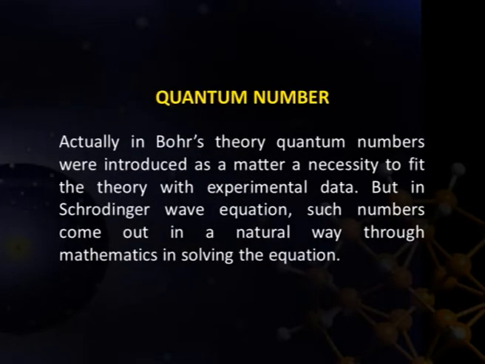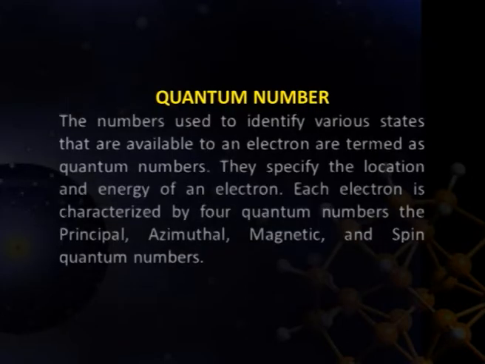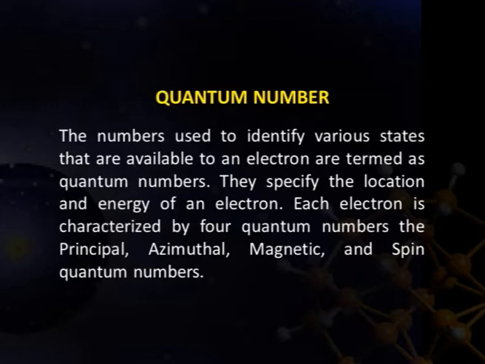Actually, in Bohr's theory, quantum numbers were introduced as a necessity to fit the theory with experimental data. But in the Schrödinger wave equation, such numbers come out in a natural way through mathematics in solving the equation. The numbers used to identify various states that are available to an electron are termed quantum numbers. They specify the location and energy of an electron. Each electron is characterized by four quantum numbers: the principal, azimuthal, magnetic and spin quantum numbers.